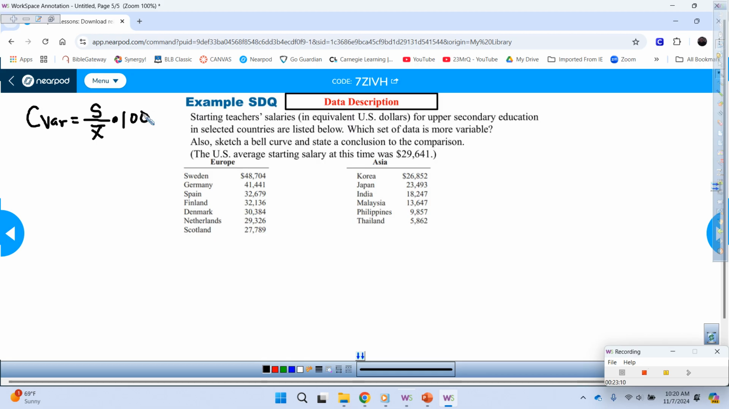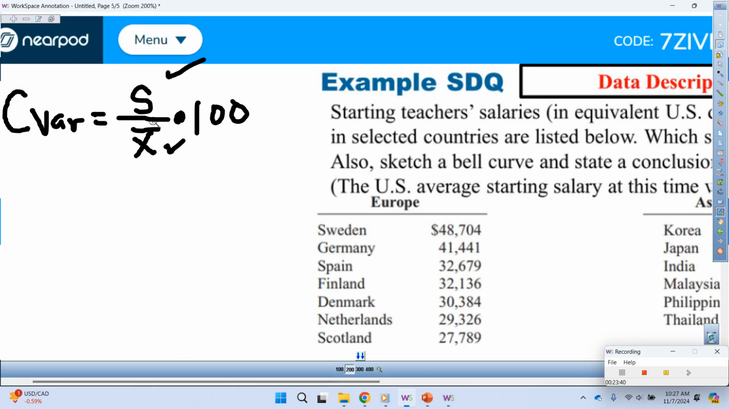So if that's true, that means we need to find what? The standard deviation, is that correct? And what else do we need? The mean. Look up, please. Writing utensils down. Eyes up here. Brandon told us that we need this formula, which implies that we need the standard deviation and our mean.